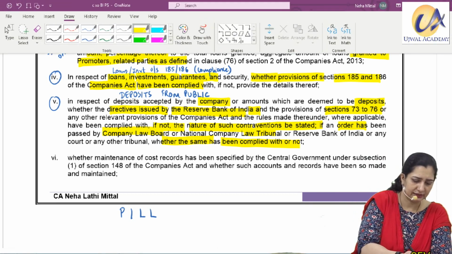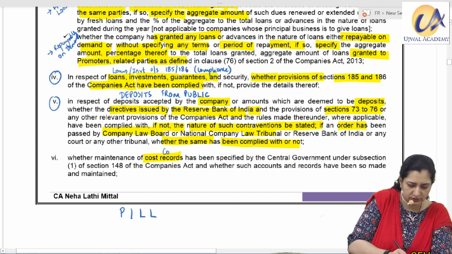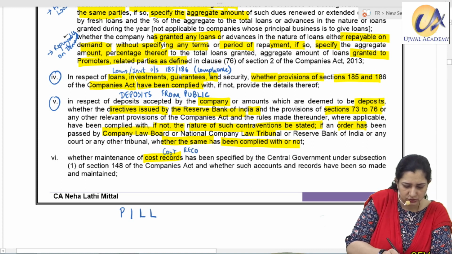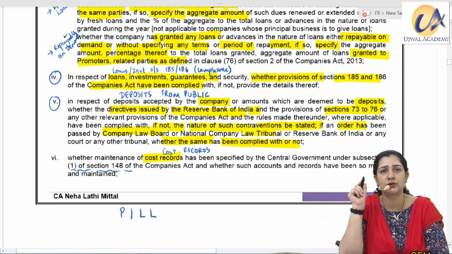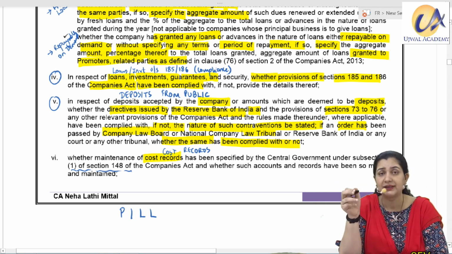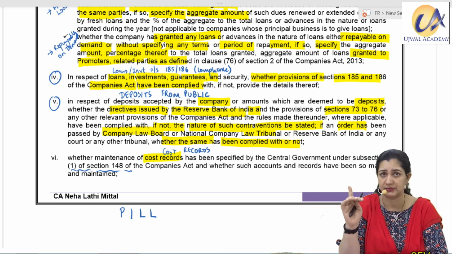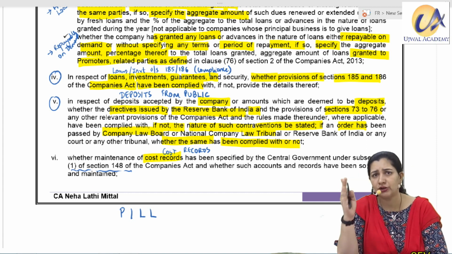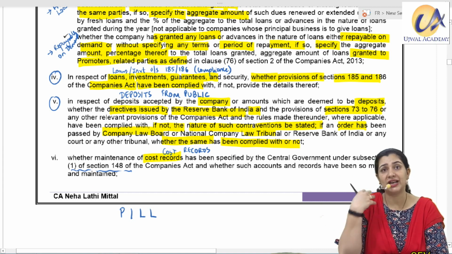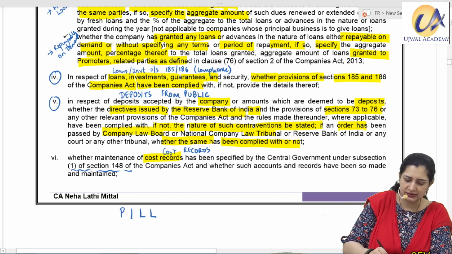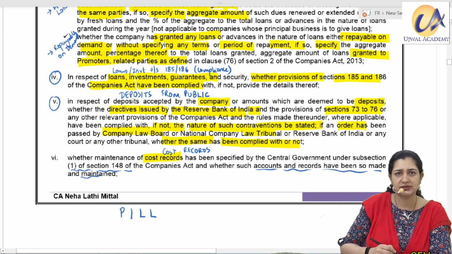Then the sixth point, maintenance of cost records. Cost records, that is the name of the point. So if you are a company which has to maintain cost records under section 148 subsection 1, this detailed section 148 you have in your syllabus, you should know this. So if you are a company for which cost accounting records are to be maintained, the auditor will check whether these accounting records have actually been properly maintained.